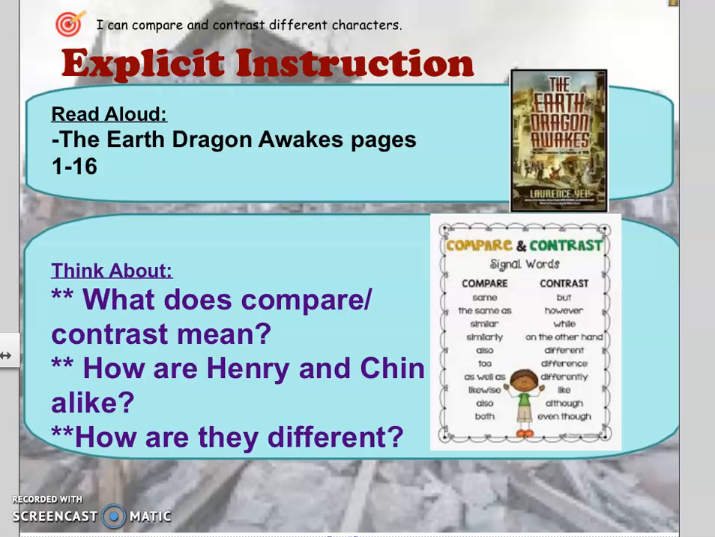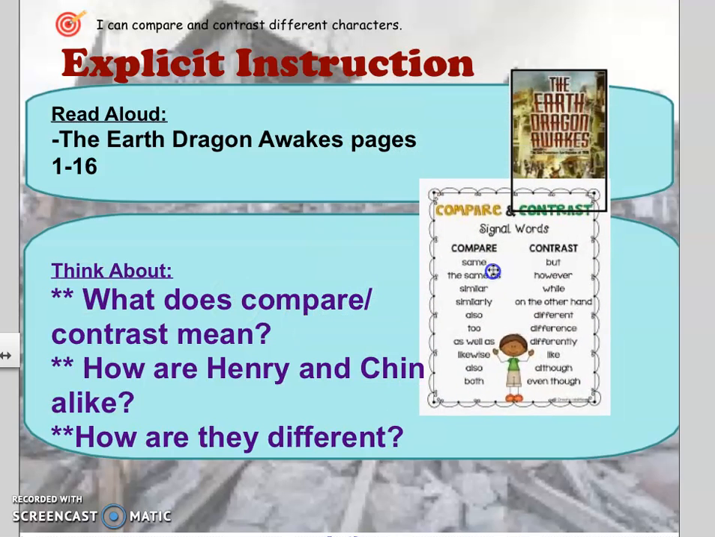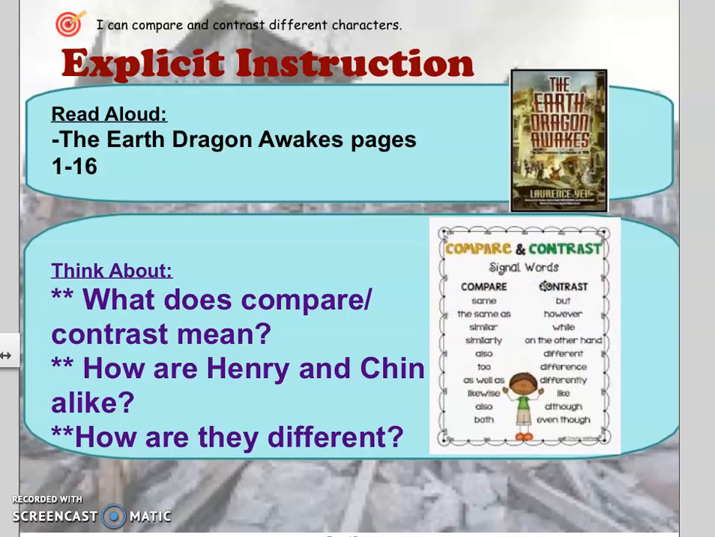You listened to The Earth Dragon Awakens, and when we read today, we were asked to compare and contrast. What does compare and contrast mean? Well, compare means to look for things, people, places that might be the same or similar. Contrast means to look for things, people, or places that might be different. We're looking for the differences when we are contrasting.